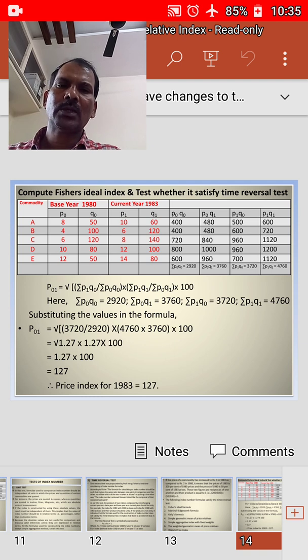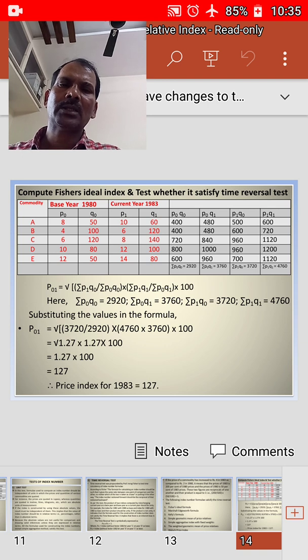That is 50 into 10, 500. 100 into 6, 600. 120 into 8, 960. And 80 into 12, 960. 50 into 14, 700. Then P1, Q1, that is current year prices with current year quantities.